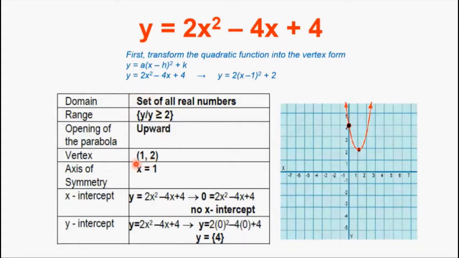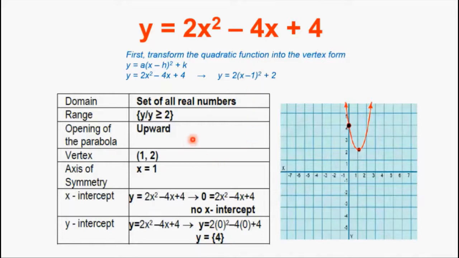So, kanina, sinolve natin itong vertex gamit ang ating standard form. But, if you have transformed this into its vertex form, mas madali nating makikita yung ating coordinates ng vertex. So, ito lang h. Ayan, yan yung h natin. At ito naman yung k. Make sure lang na i-convert mo ito sa kanyang opposite sign.